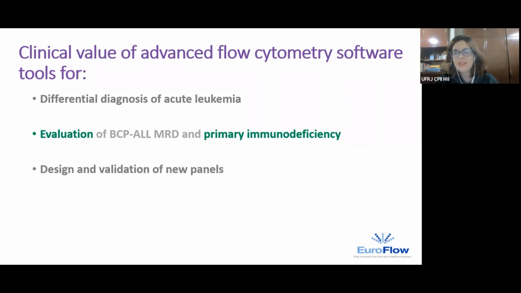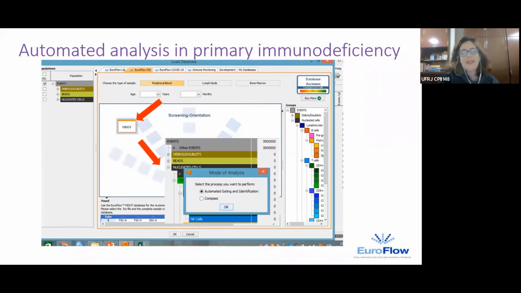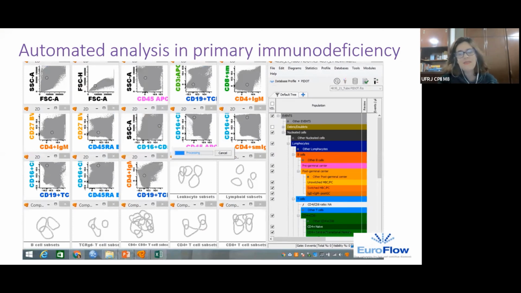As you saw in the first part of the presentation, they accumulated a huge number of normal cases to build this normal database. So we have selected here again the sample, in this case a peripheral sample, and PID tube, and we have to write here the age that I forgot to put, and we have to select the automatic gating and identification. So again, we have to wait a little bit, around 10 minutes more or less, for my computer.